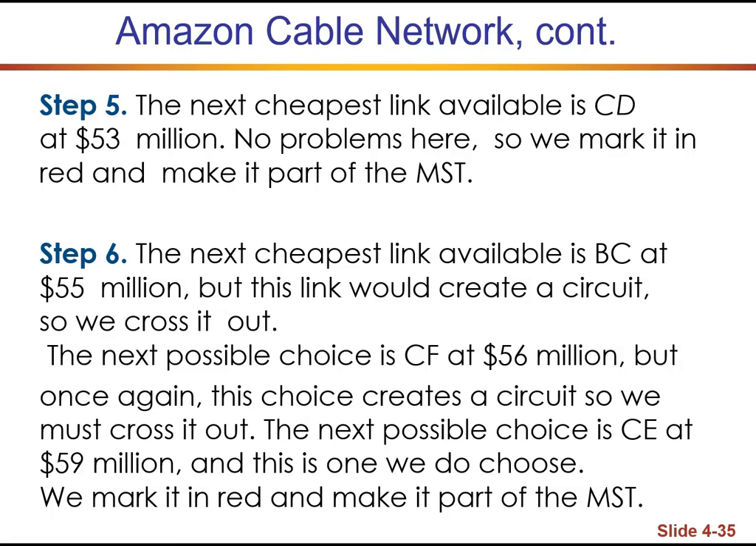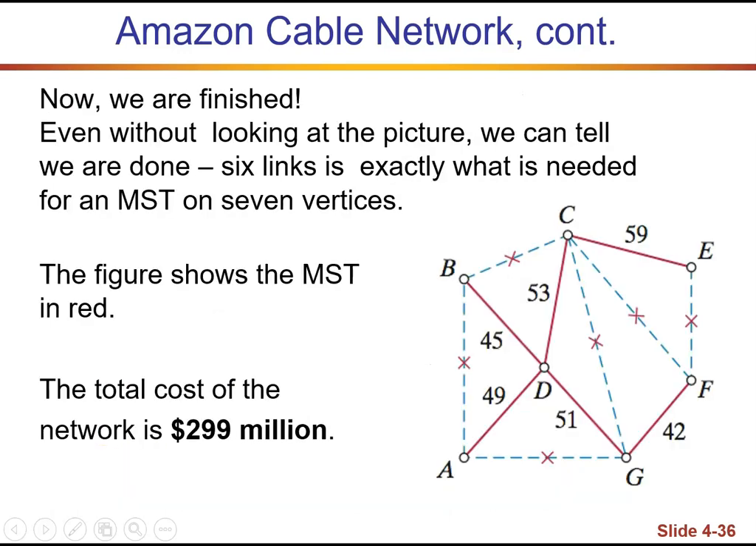Next, 53, no problems on that one. The next one after that is 55, but again, this would create a circuit. And then we go to 56, again, creates a circuit. Then we go to 59, and this one we can choose. And that creates our minimum spanning tree. So if you add all those up, $299 million.